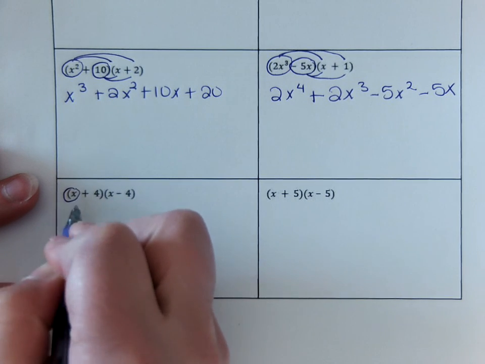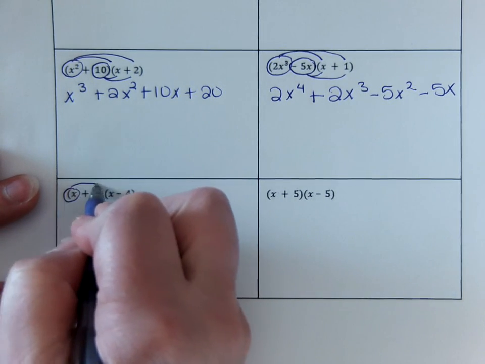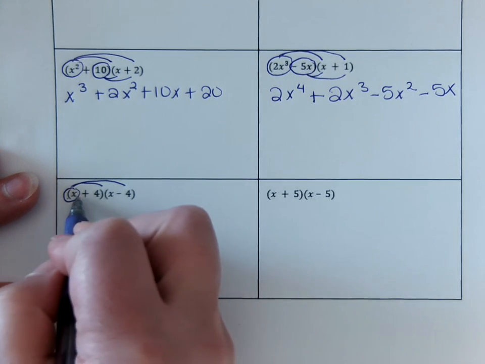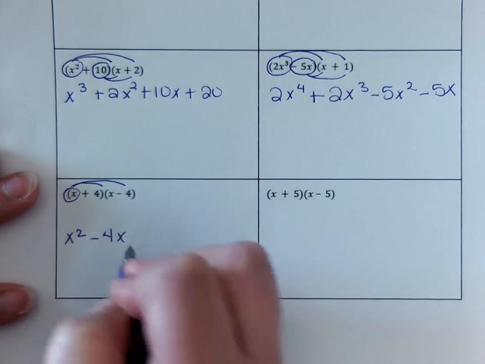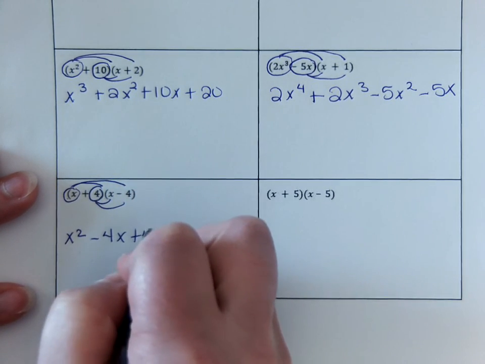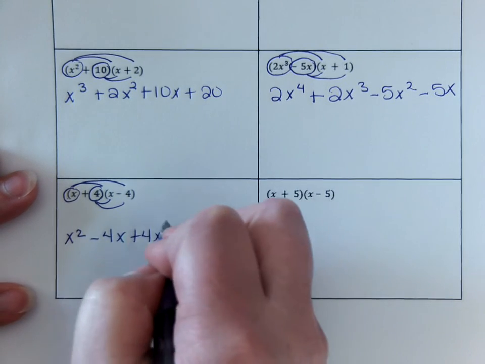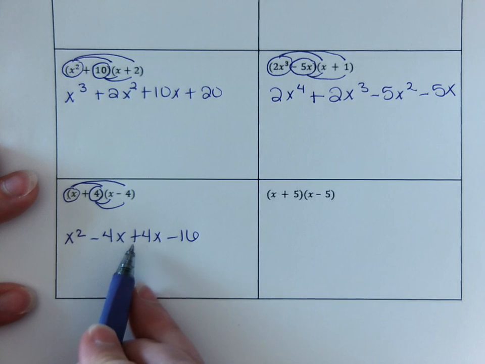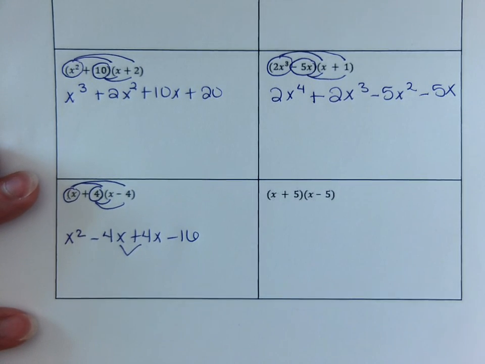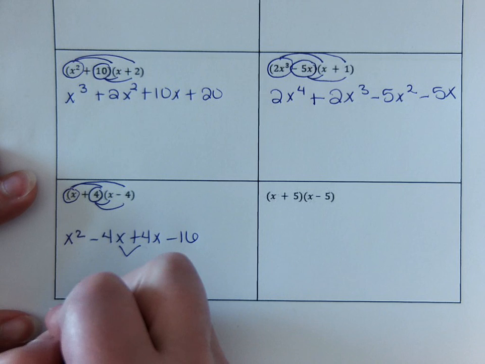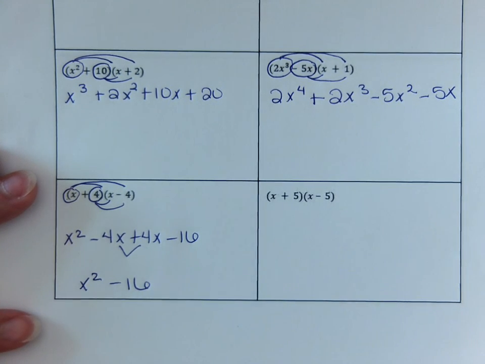So x plus 4 times x minus 4, let's start by distributing our x. X times x is x squared. X times negative 4 is negative 4x. Then distribute the 4. 4 times x is 4x, and 4 times negative 4 is negative 16. So when we have negative 4x plus 4x and we combine them, that's 0x. We don't have to write 0x because that means there are none. So they really just cancel each other out, and we're left with x squared minus 16.